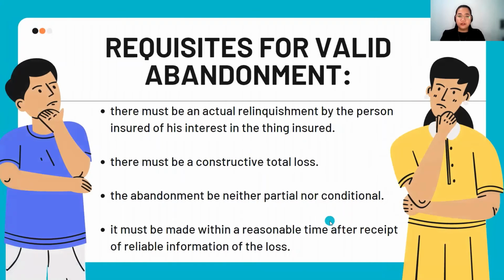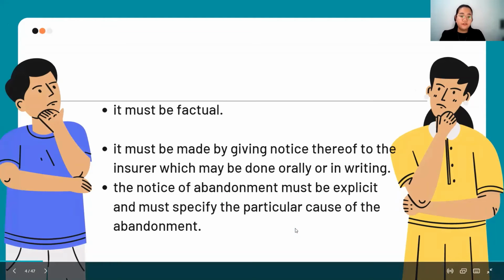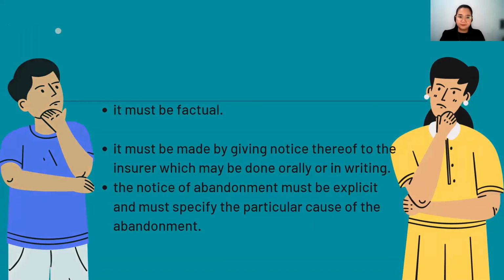So we also have here the requisites for valid abandonment. First, there must be an actual relinquishment by the person insured of his interest in the thing insured. Second, there must be a constructive total loss. The abandonment must be neither partial nor conditional. It must be made within a reasonable time after receipt of reliable information of the loss. It must be factual. It must be made by giving notice thereof to the insurer, which may be done orally or in writing, and must specify the particular cause of the abandonment.